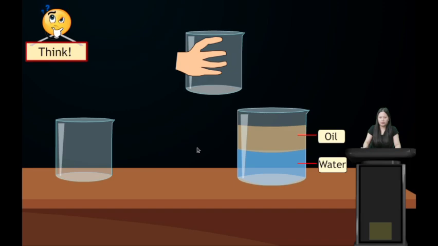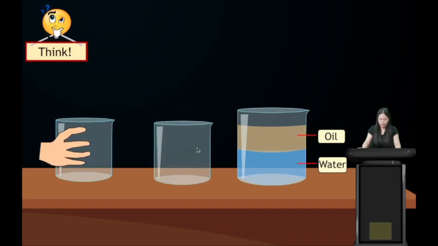So what do we observe here? When we try to mix water and oil, they do not mix, but we see separate layers of oil and water. The oil layer is on the top, the water layer is at the bottom. So they do not mix.